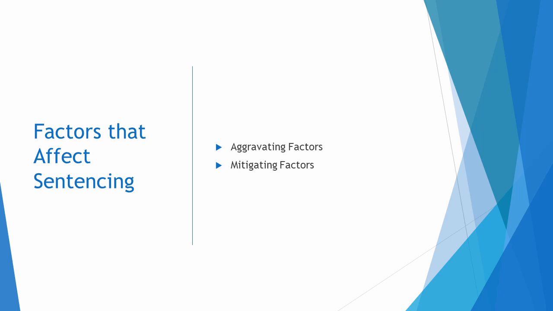Mitigating factors decrease the sentence that is given. These factors include previous good character, youth or old age, domestic problems or ill health, remorse shown after the offence, a guilty plea, or helping the police with the investigation.